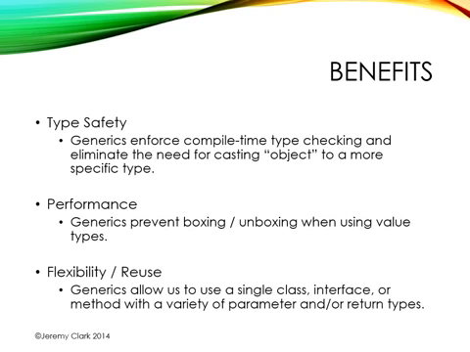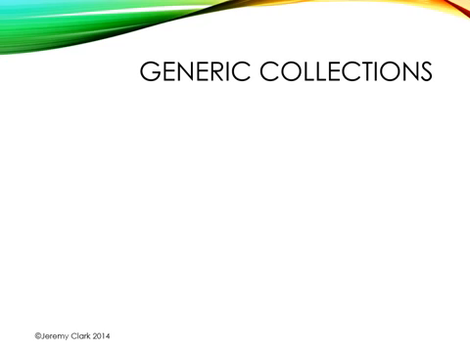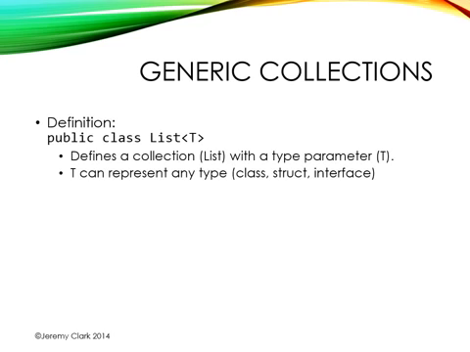A third benefit is flexibility and reuse. Instead of having to create separate classes, one for each type that we're dealing with, we can create a single class that has a generic type parameter and then use that with any types that we want. Now, there are ways to limit what types we can pass in, and we'll be looking at that in a future video. But today we're talking about collections, and you've probably seen this a lot of times.